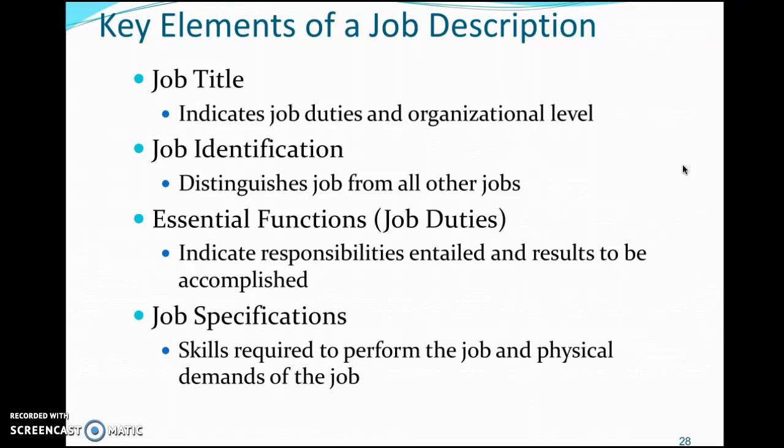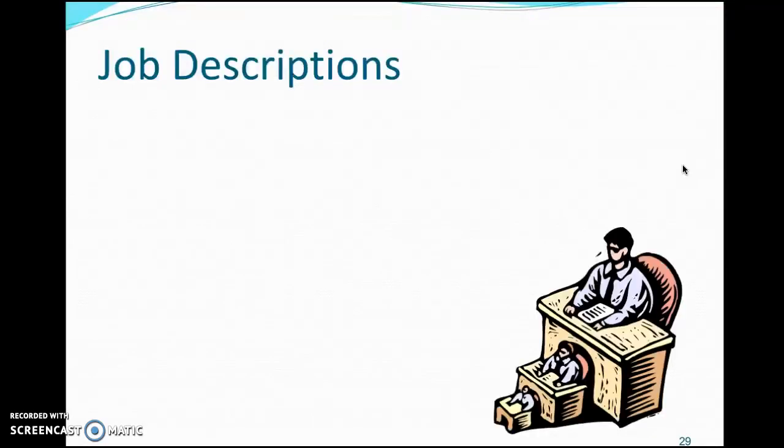The job identification section is how you identify the job as it relates to other jobs. The essential functions of a job, or the duties, which are really all about the responsibilities of the job and the results to be accomplished. And then finally, the job specification, or the person specification, the skills needed. So very broadly, these are the 4 areas: job title, job identification section, the essential functions, and the person specification. So let's break this down, okay?